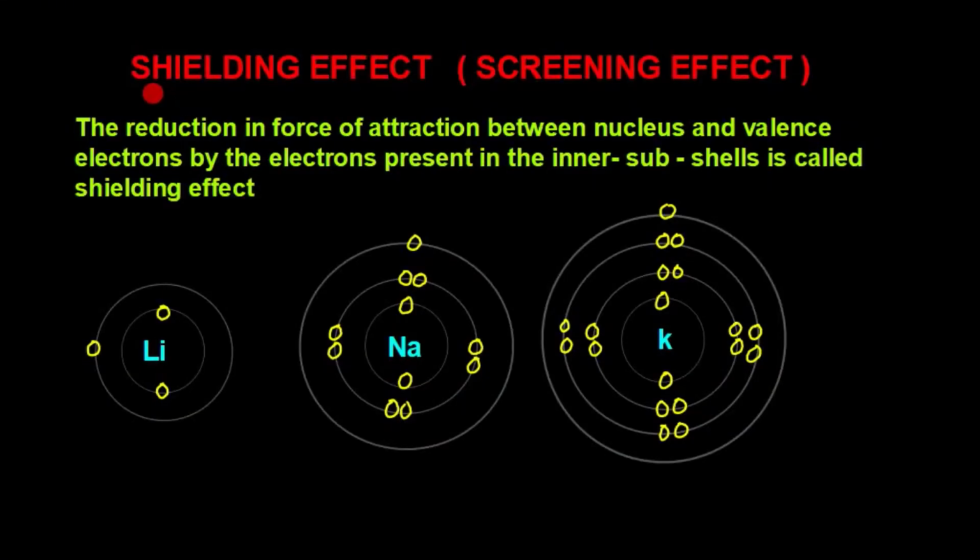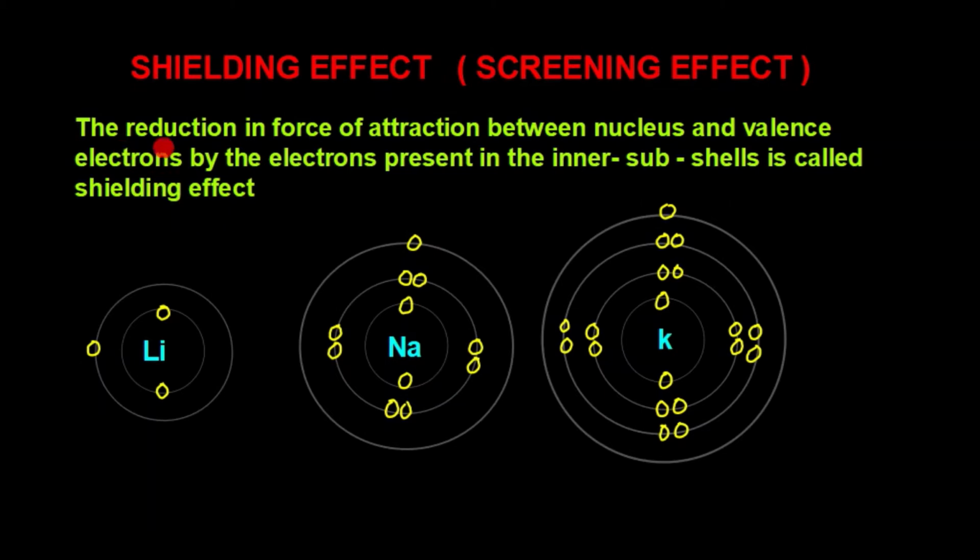In this video we will discuss shielding effect, which is also known as screening effect. First of all, we will see the definition of shielding effect: the reduction in force of attraction between nucleus and valence electrons by the electrons present in the inner subshells is called shielding effect.